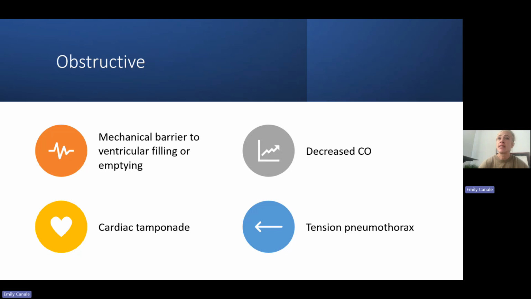The next class is obstructive shock. We're thinking of an obstruction. Let's just be very simple here. Essentially, there's a mechanical barrier of some sort, and it's really affecting cardiac output. Something is getting in the way and it's increasing the afterload. We're not able to get rid of the blood. It's the same kind of thing as cardiogenic shock. My symptoms are going to be independent of fluid volume status because I'm not necessarily bleeding. So that mechanical obstruction to the pumping of the heart is the problem.